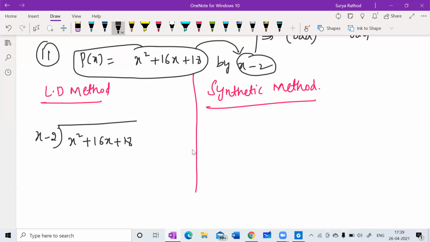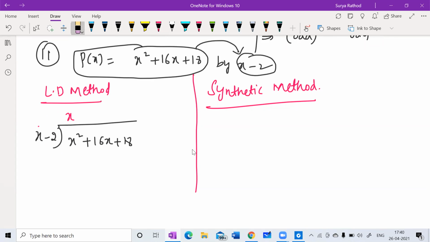All right. So now look at this here. First and foremost step is what? I'm supposed to look at the first term of the divisor and first term of the dividend. So with what number I'm supposed to multiply the divisor so that I'll get x square? Of course, x. If I multiply x into x, I'll be getting x square. Are you getting my point?